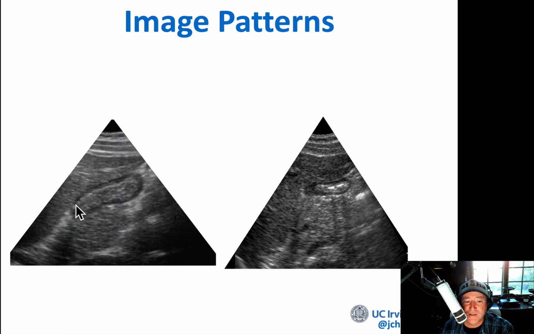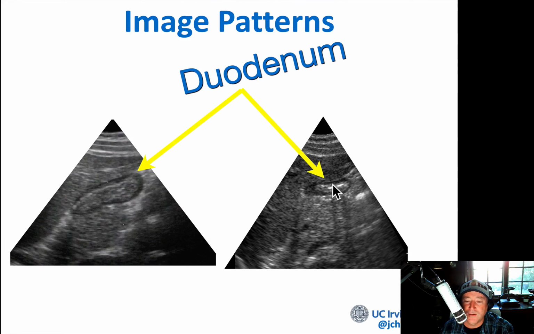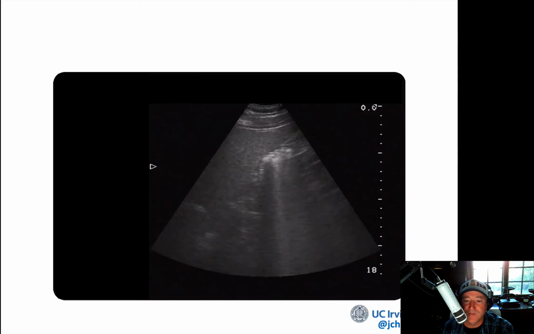Again, this is not the gallbladder. This is also not the gallbladder. This looks like a gallbladder, but it's not. This is the duodenum. You can see there's some air here in the duodenum with some shadowing coming down. But again, this is definitely not the gallbladder. People get the duodenum and the gallbladder confused sometimes.